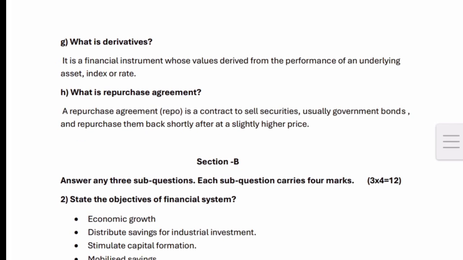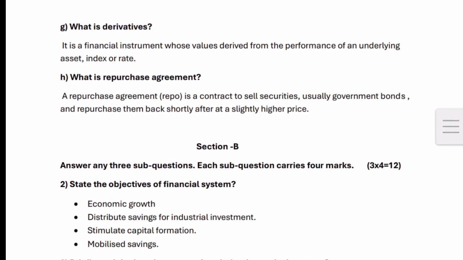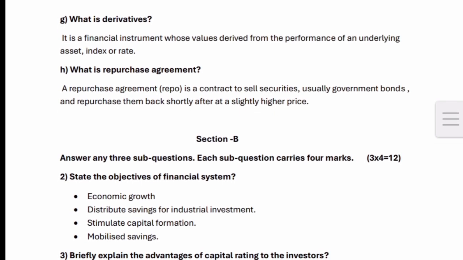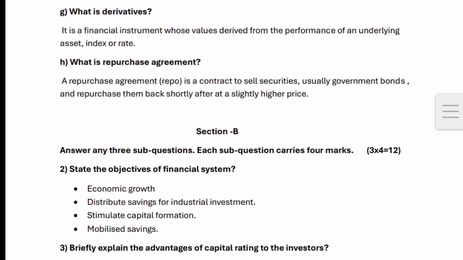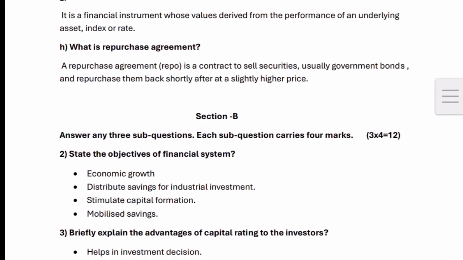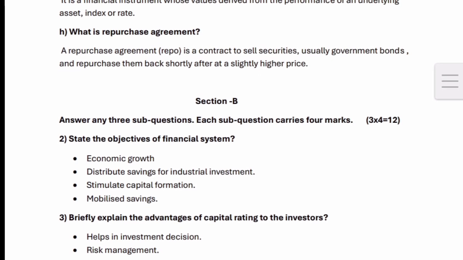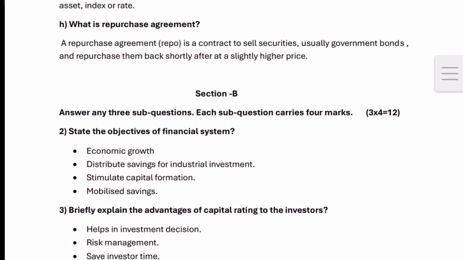It is a financial instrument whose value is derived from the performance of an underlying asset, index or rate. H. What is repurchase agreement? A repurchase agreement, repo, is a contract to sell securities, usually government bonds, and repurchase them back shortly after at a slightly higher price. Section B.